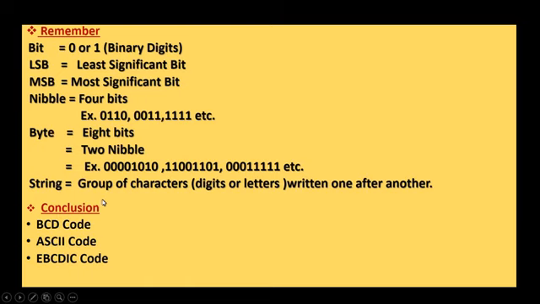Okay. Now what conclusion have we seen? What topics have we seen today? BCD code. That code is a 4-bit code. Is that clear? ASCII code. This ASCII code is a 7-bit code. Then after ASCII, the next derived code is EBCDIC code, and this EBCDIC code is an 8-bit code. Is that clear, students? Okay, this is enough for today's lecture.